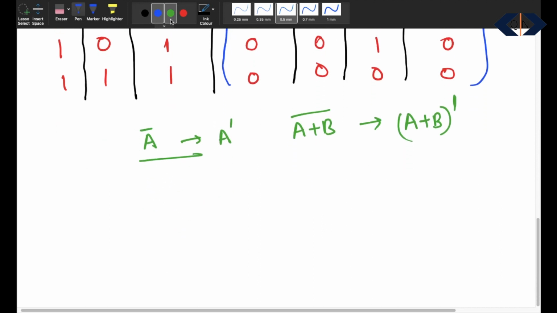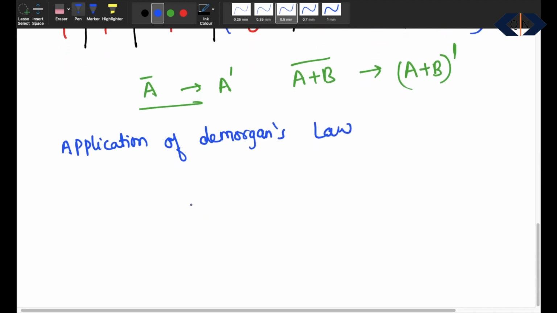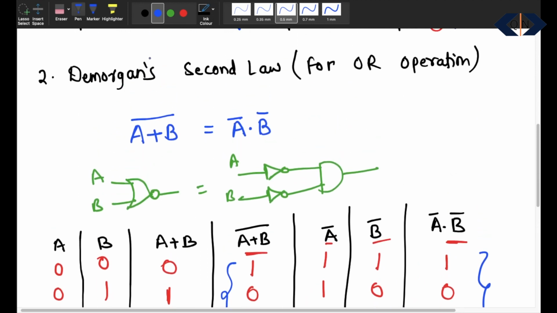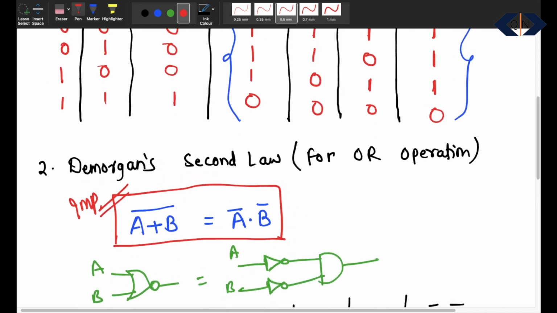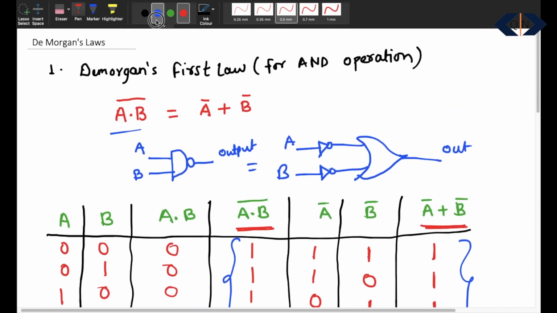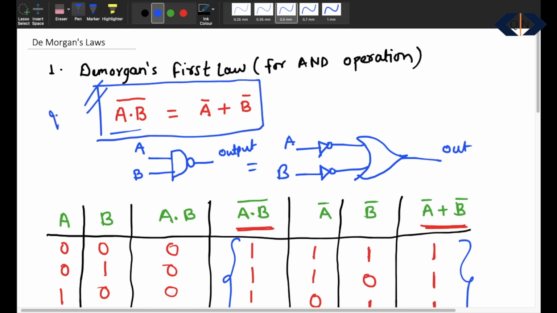Now let's look at the application of De Morgan's law. I think I have written De Morgan's law here, so do remember this. It is a very useful law and it will be used in many places. So IMP, again I will write it here. This is also IMP. So do remember it.